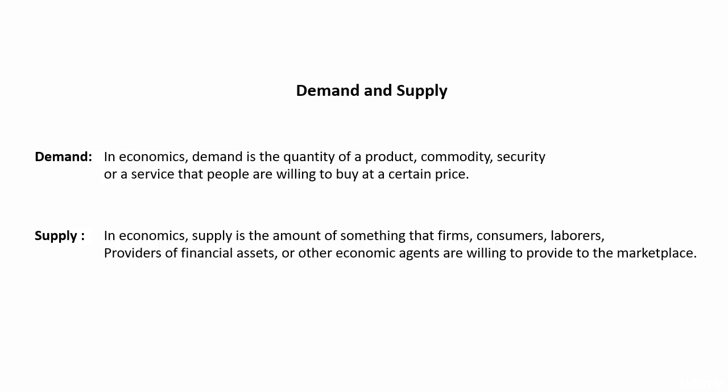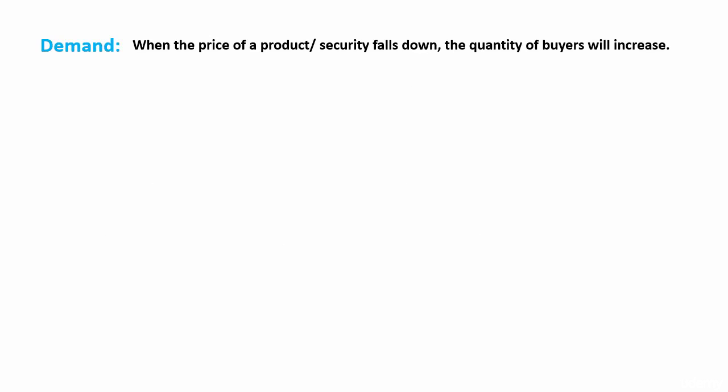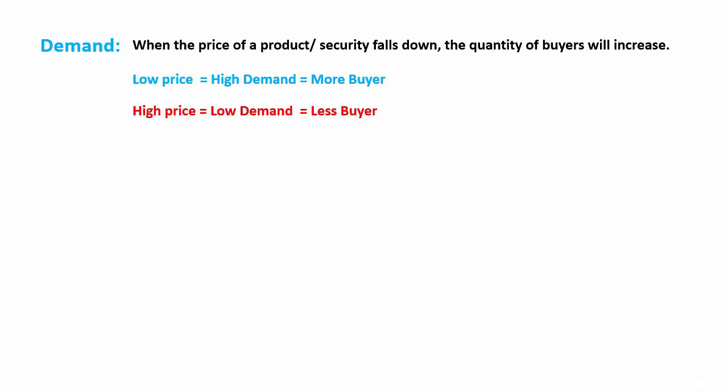According to this theory of demand, when the price of a product, asset or security falls, the quantity of buyers will increase. That means if the price of a product is low, then the demand will increase and more people would be willing to buy that product at the lower price. On the other hand, if the price of a product is high, then the demand for that product will decrease and hence fewer people would be willing to purchase that product.